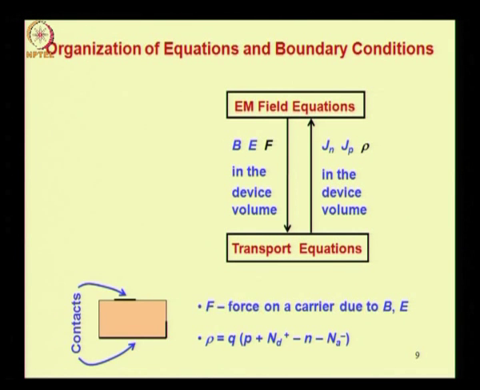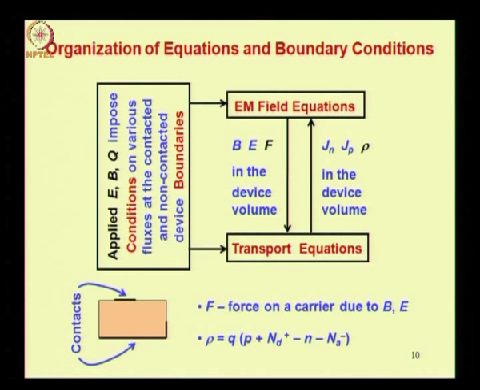Now let us look at the boundary conditions. So this is an example of a device where you have two contacts, one here and one at this end, and also it is extending on the side a little bit. So we need to know what are the values of these quantities B, E, F, Jn, Jp and rho at the boundaries of this device. So you can separate the boundaries into contacts and non-contact regions. So that is what is shown here in the slide.